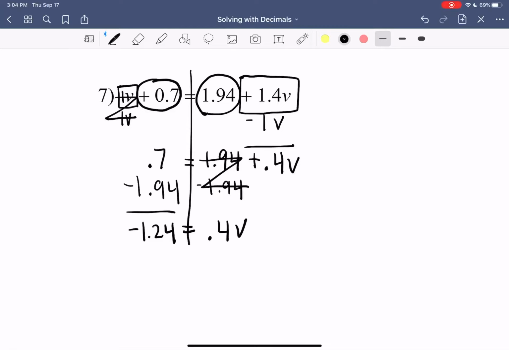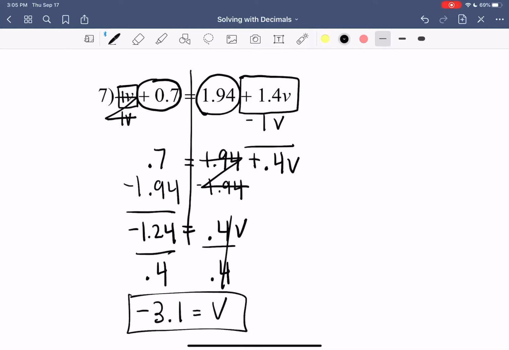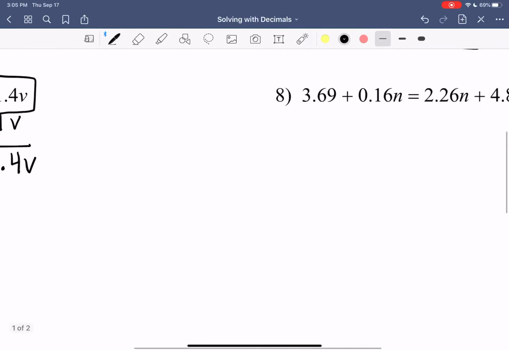And our last step is to divide by our coefficient. And negative 1.24 divided by 0.4 is a negative 3.1 equals our v. All right, going to number 8.